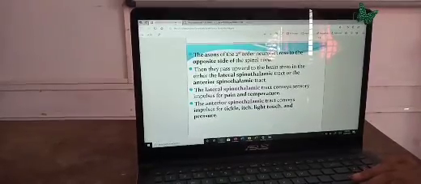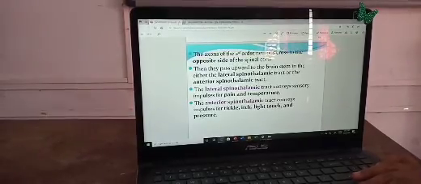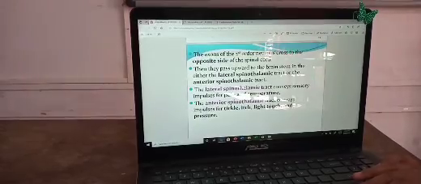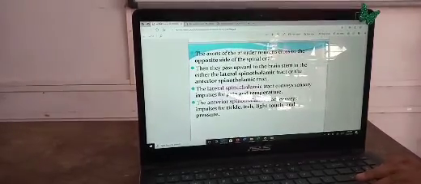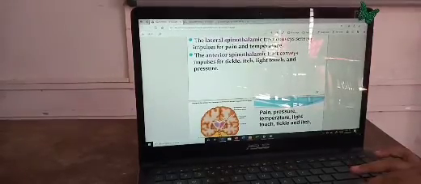The lateral spinothalamic tract conveys sensory impulses for pain and temperature. The anterior spinothalamic tract contains tickle, itch, light touch and pressure. All these may be asked in one word questions.